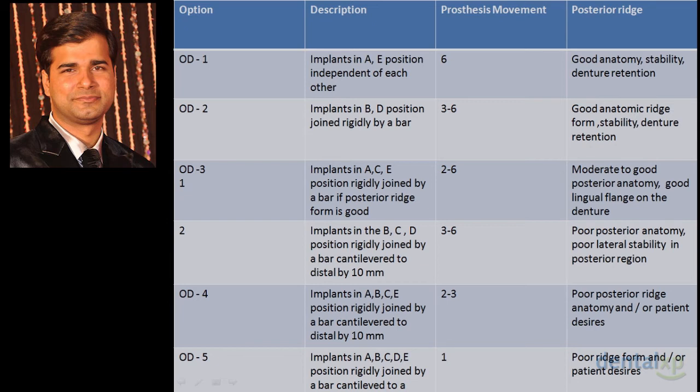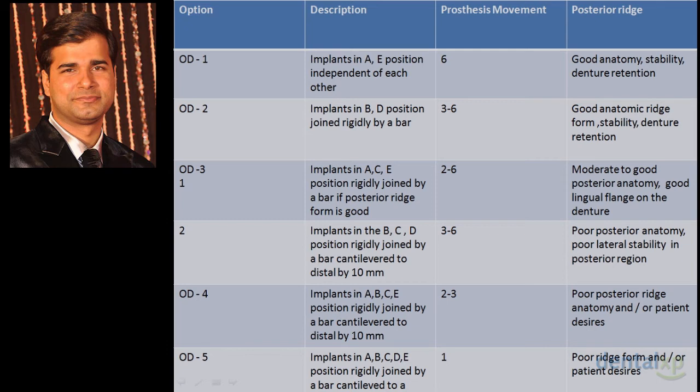If it's overdenture 1, the implants are placed in A and E position, independent of each other. The prosthesis movement is 6. Posterior ridge should have a good anatomy, stability, and denture retention would be good. If it's overdenture treatment option 2, implants are placed in B and D position, joined rigidly by a bar. Prosthesis movement ranges from 3 to 6. Posterior ridge, good anatomical ridge form, stability, and denture retention.